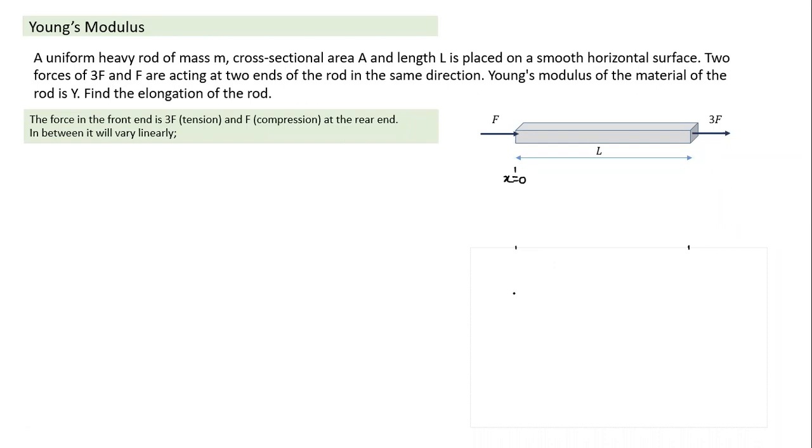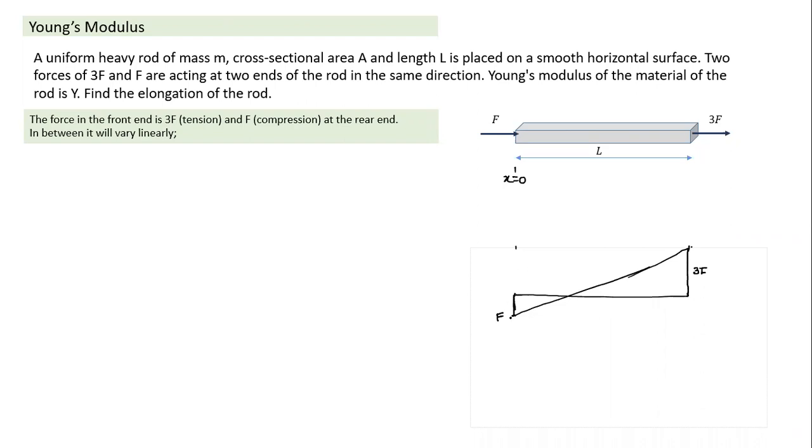Notice, if this is x equal to 0 and this is x equal to L, and I plot tension as a function of x, it is 3F here if I take tension as positive. And here it will be compressive in nature. Tension is positive, compression is negative, and this would be F. In between, the force will vary in a linear fashion, and we can easily find out how the force is varying using laws of motion.